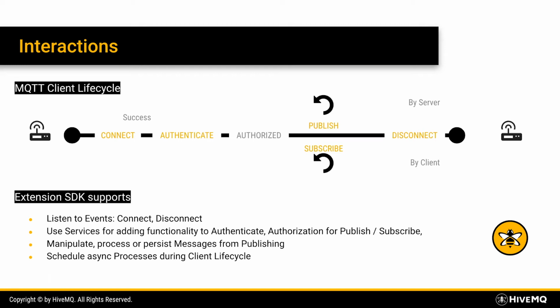We can also add functionality for authentication and authorization, so that for each and every publish or subscribe that will be sent by the client, we can interfere and do something with the message. And last but not least, the client can send a disconnect or can be disconnected by the server. We can also add functionality via our extension SDK. The extension SDK supports listening to events, connect, disconnect, authentication, authorization, scheduling, and manipulating messages.